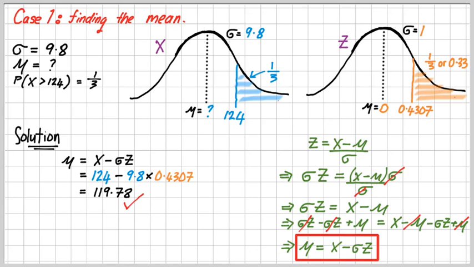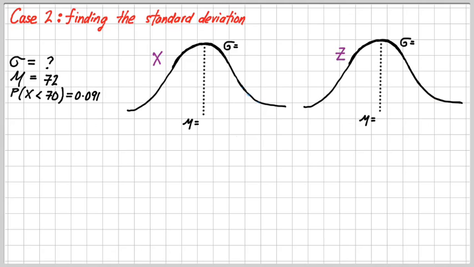So one more case we need to consider is finding the standard deviation. So there's our setup again. I'm going to use some different information this time. Say we're given a question, we're asked to find the standard deviation, we're given a mean of 72, and we're told that the probability that x is less than 70 is 0.091. So let's see what that looks like. And there's all our information there. Obviously I've got a question mark by the standard deviation because that's what I'm looking for.